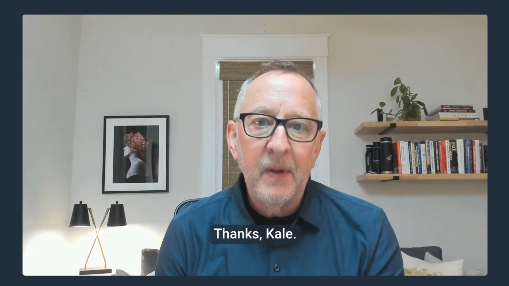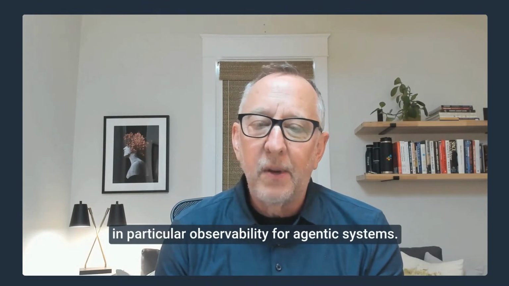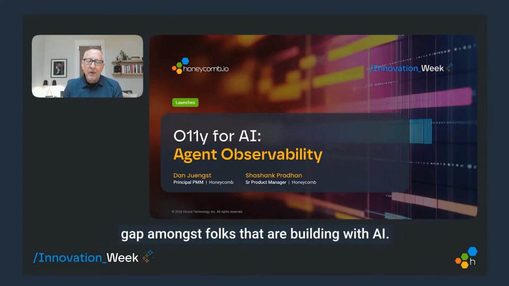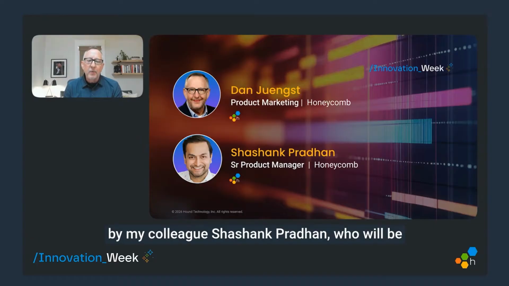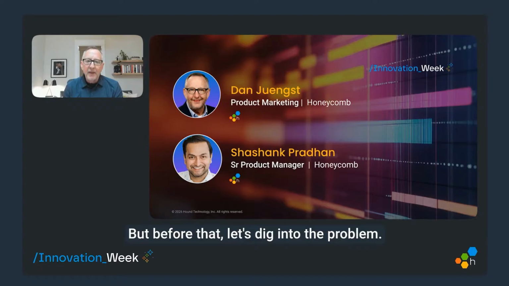Thanks, Cale. So let's talk a bit about observability for AI, or in particular, observability for agentic systems. We're finding that this is a pretty common gap amongst folks that are building with AI. My name is Dan Jungst, and in a bit, I'll be joined by my colleague Shashank Pradhan, who will be showing us some next-level observability in action. But before that, let's dig into the problem.